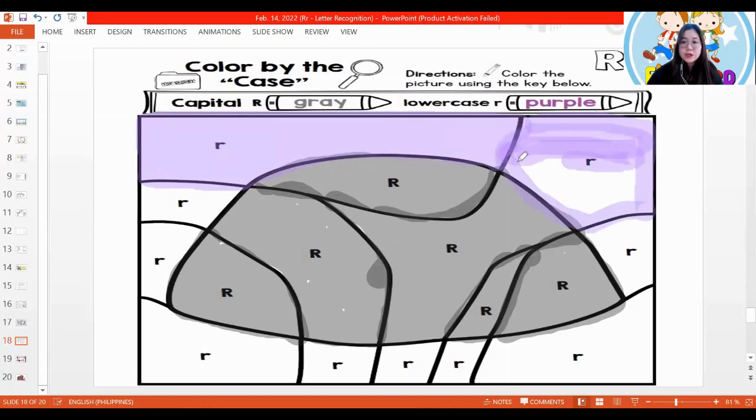You can use your crayon or your dabber for this. Make sure that you're coloring inside the black lines and no white spaces will be left. Just like what teacher is doing right now. I am coloring everything and no white spaces left.